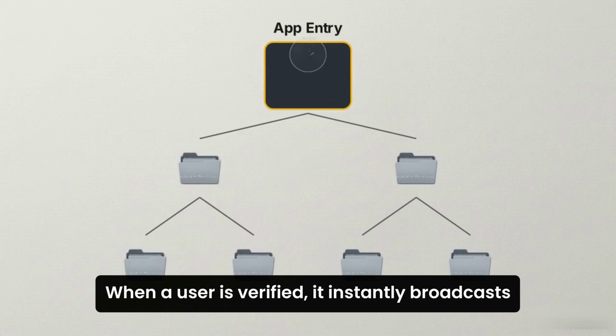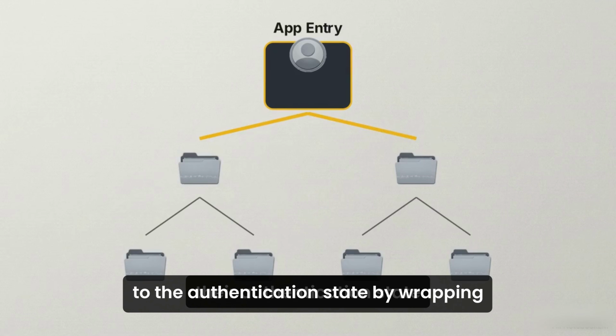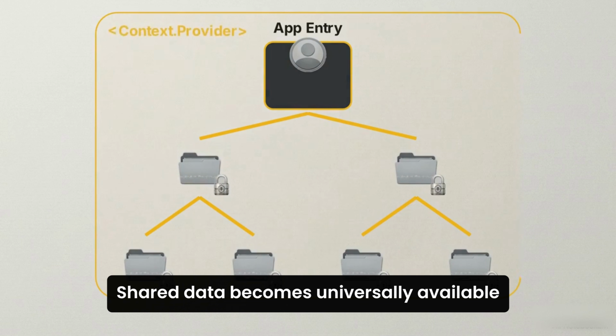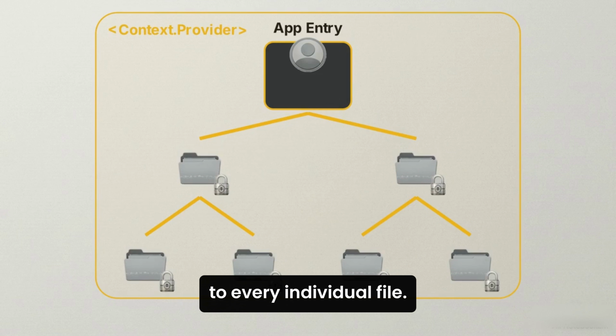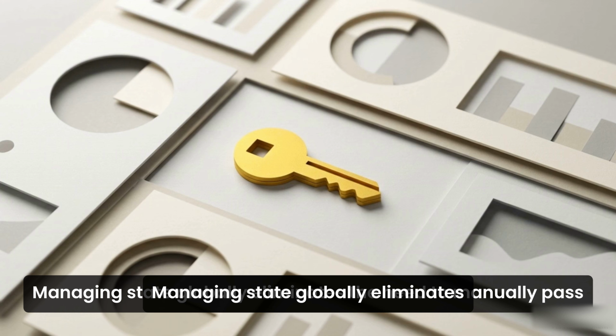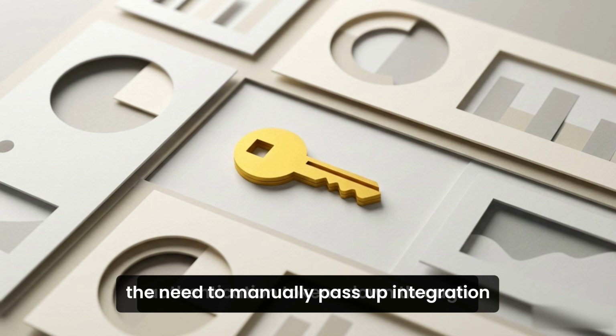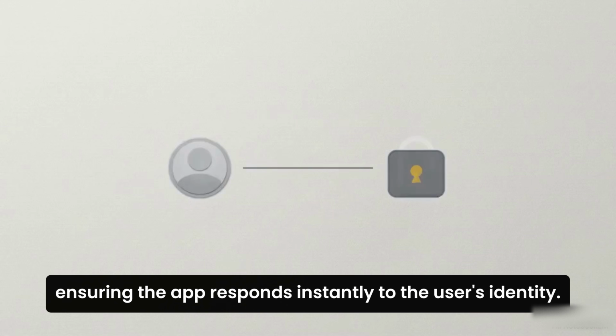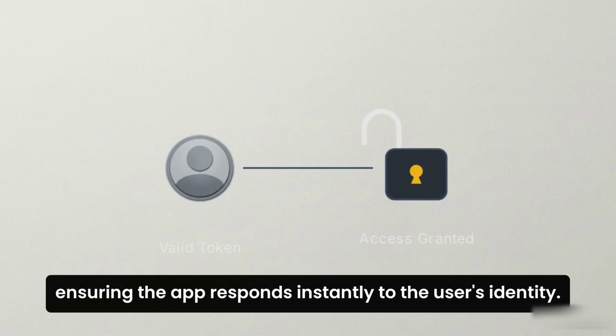When a user is verified, it instantly broadcasts the authentication state. By wrapping this around the component tree, shared data becomes universally available to every individual file. Managing state globally eliminates the need to manually pass authentication tokens down through every single structural layer, ensuring the app responds instantly to the user's identity.